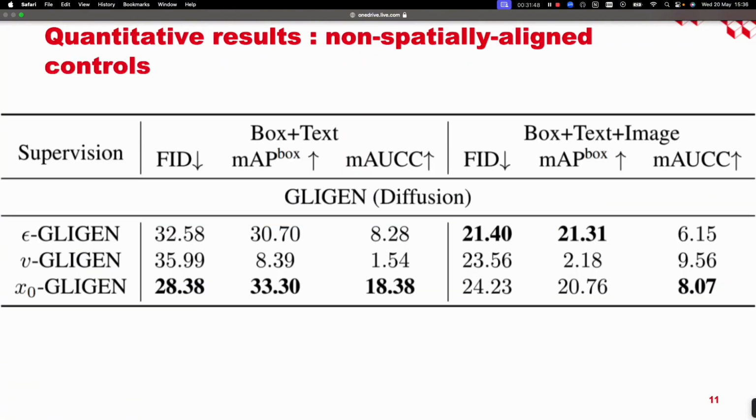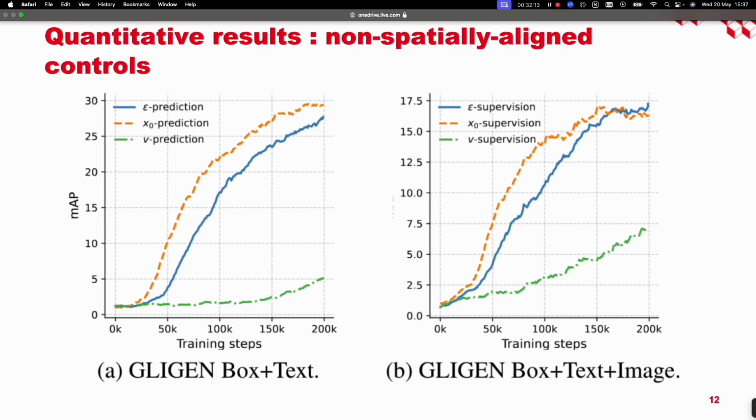In the case of non-spatially aligned controls, that is, those not specified in image form, the convergence speed is quite slow. x0-Supervision has a significant impact in this setting, as can be seen in the case of text grounding. We also have an improvement of the training convergence in the case of text and image grounding. Here are the convergence curves in this setting.